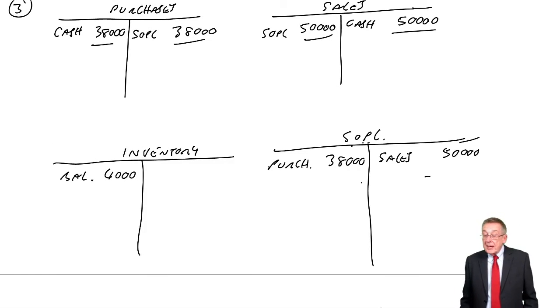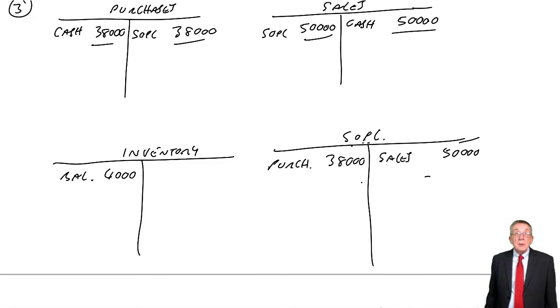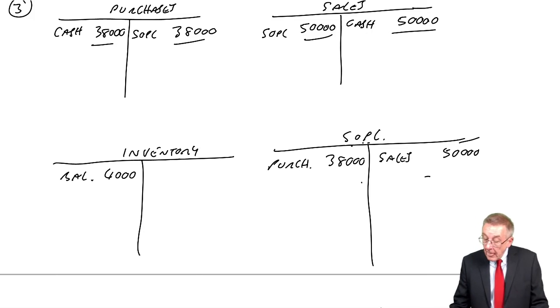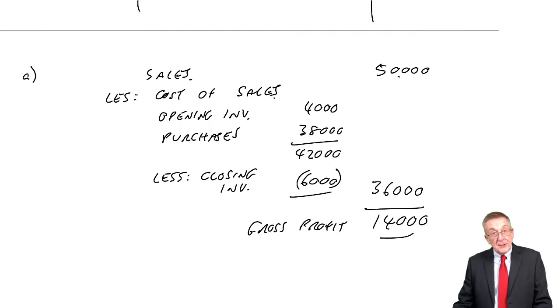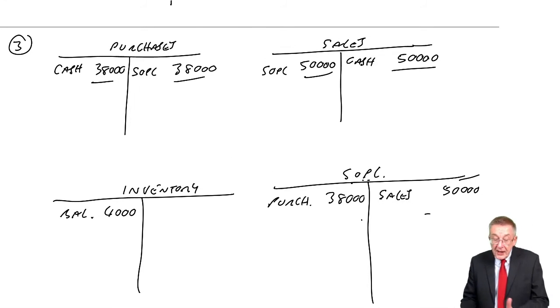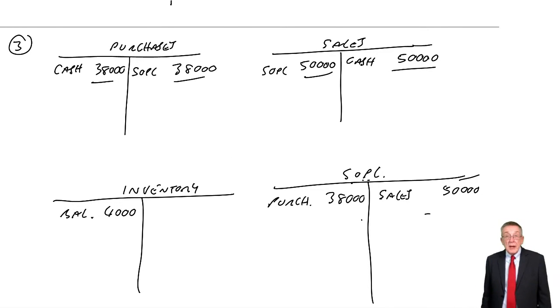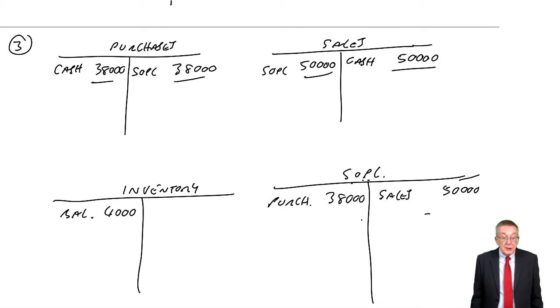We can't stop there because, again, if we stop there, we're showing a profit of 12,000, and yet, of course, we know the profit is 14. And it should be pretty obvious. The other problem, stop there, and we've got inventory of 4,000, but that's been sitting there all year. The correct inventory at the end of the period should be 6,000.